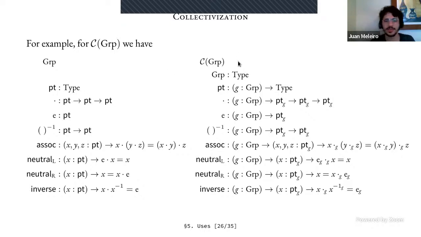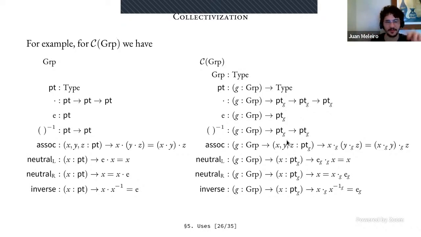And here you read, group is a type. For every group, we have a type of points. For every group, we have a notion of a product between points of that type of points, which is why we have a little parameter here, and so on. It all works out. But then, here comes the magical bit.